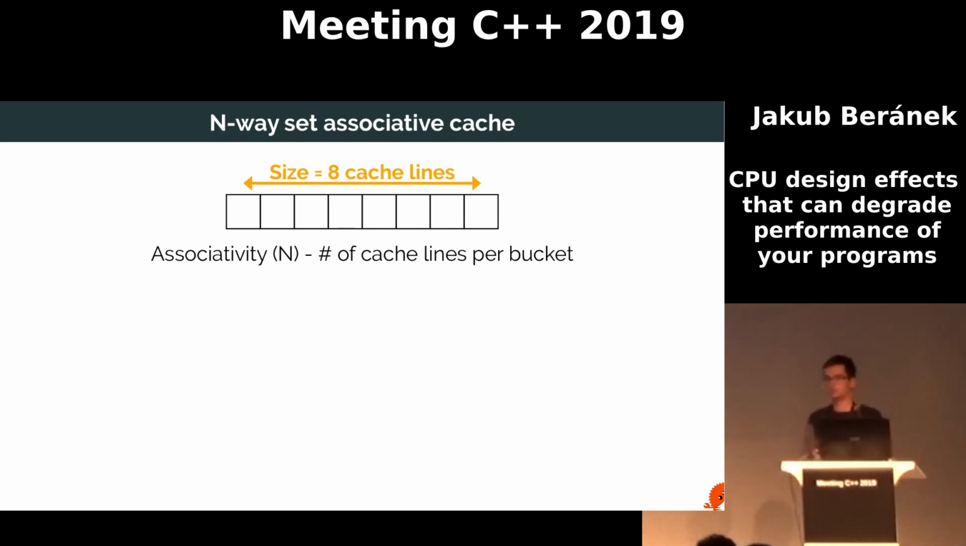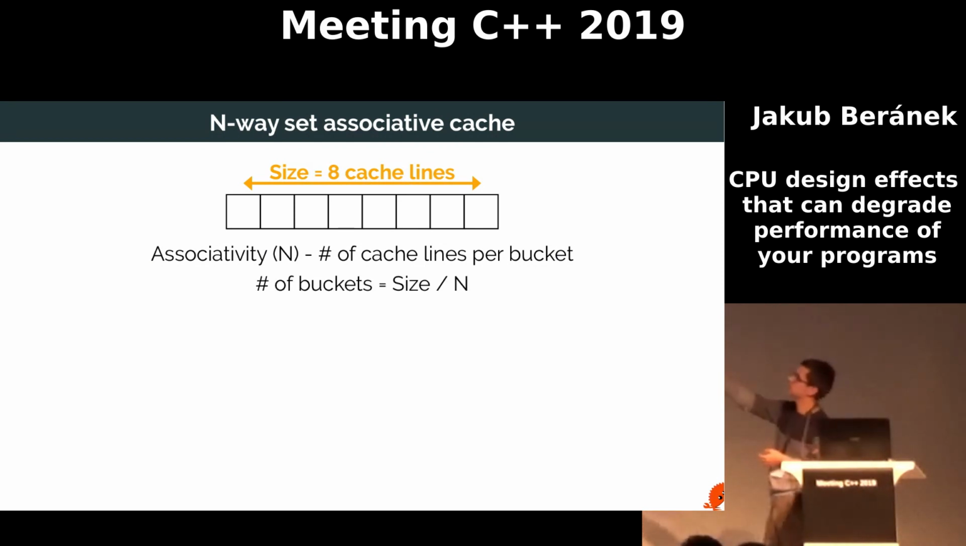When you take an input, you hash it, you calculate into which bucket you should put your cache line, and then you search inside the bucket if you have some space. So naturally, if the associativity tells us how many cache lines we have per bucket, the number of buckets will be the size of the cache divided by n, or the associativity. And this is a parameter. We can choose what this value will be.